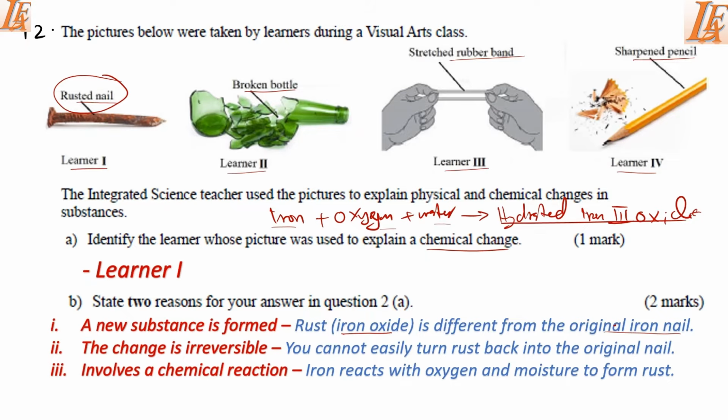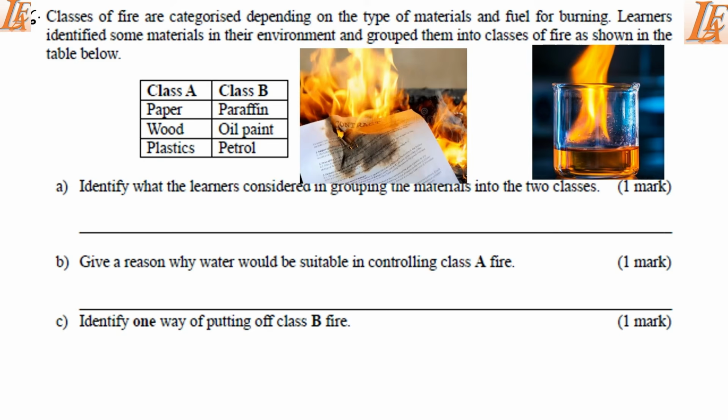In this case, iron reacts with oxygen and moisture to form rust. It's what we call a chemical reaction. We're going to learn that classes of fire are categorized depending on the type of material and fuel for burning. Learners identified some materials in their environment and grouped them into classes of fire as shown in the table below.